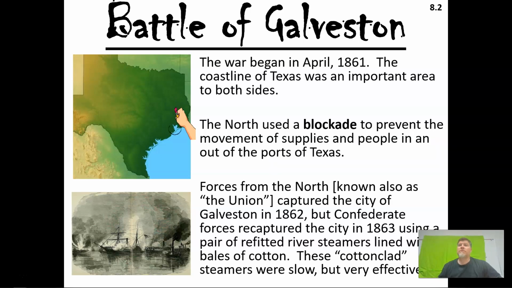One particular port that was important is the port of Galveston. Union forces captured Galveston in 1862, but Confederate forces recaptured it in 1863.